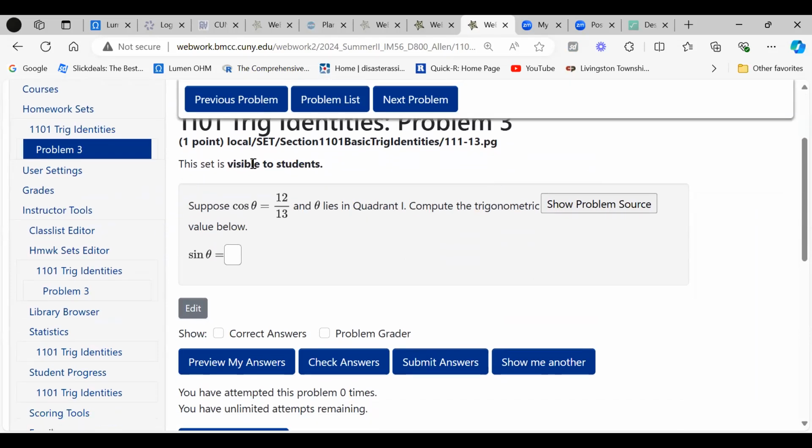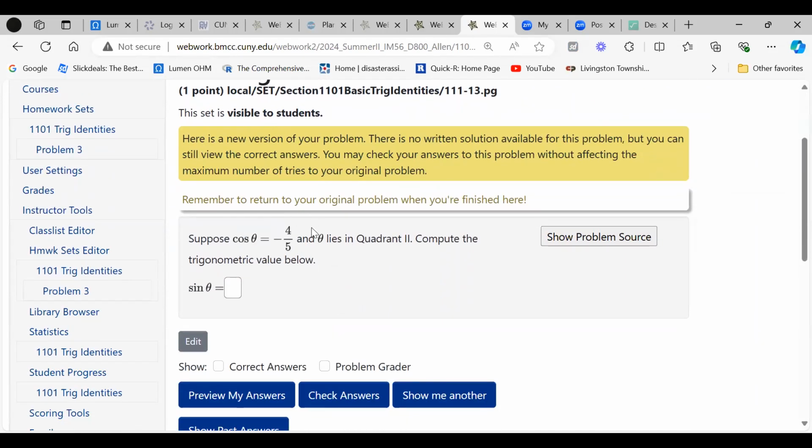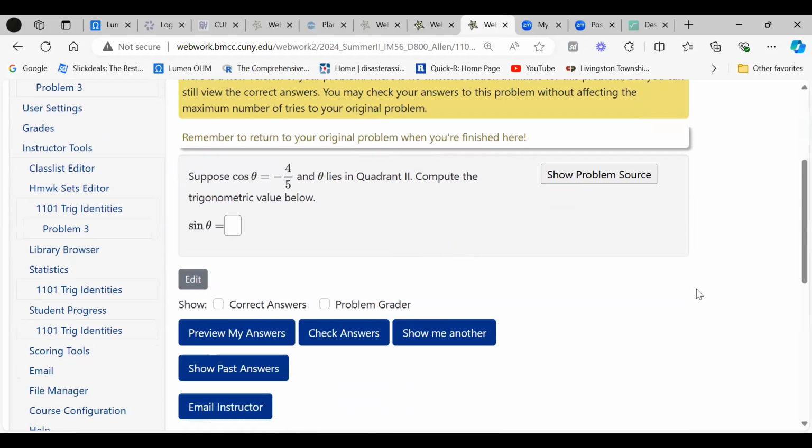So let's say first quadrant is not interesting. Let's see, what if it's second quadrant, right? You are given the cosine theta, and you want to find out the sine theta, assuming theta is located in quadrant number 2. Use some of the trig identities to solve it. I'll give you some time to try this.